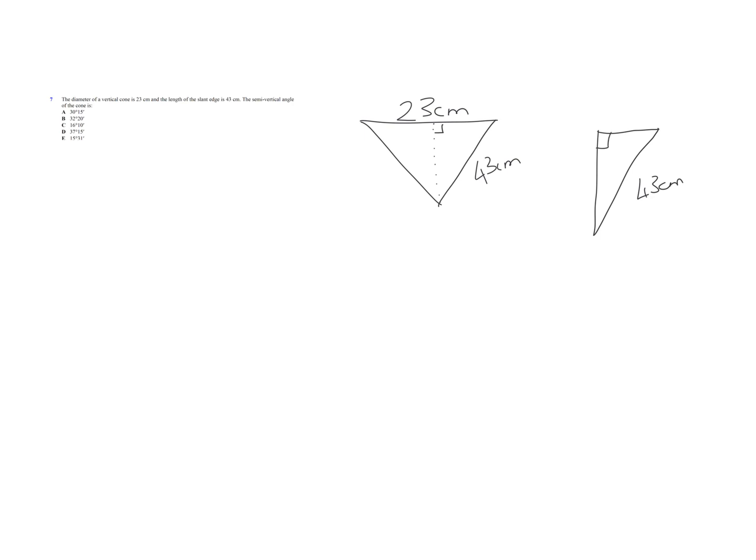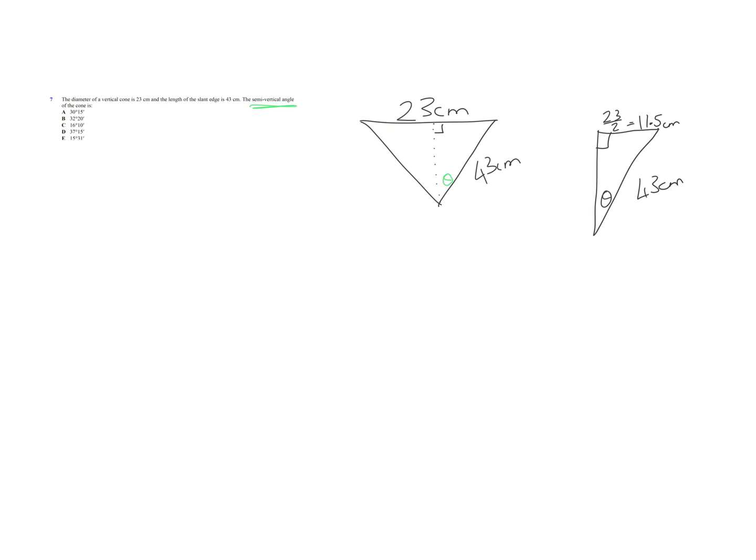Then half of 23 is 11.5 centimeters, and the semi-vertical angle is this angle between the vertical and the slanted edge. So that is the theta I'm looking for.